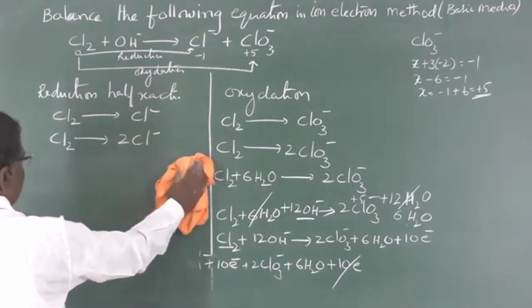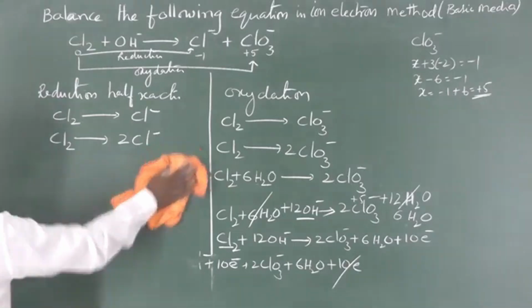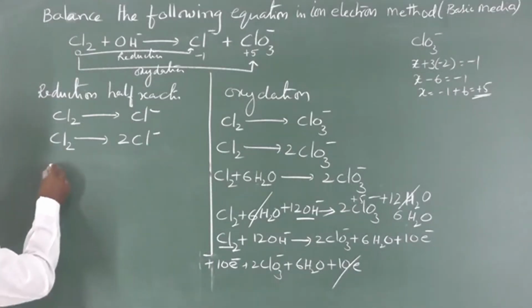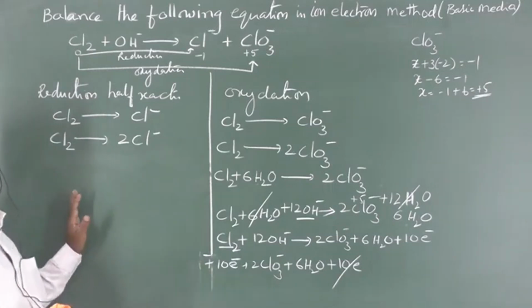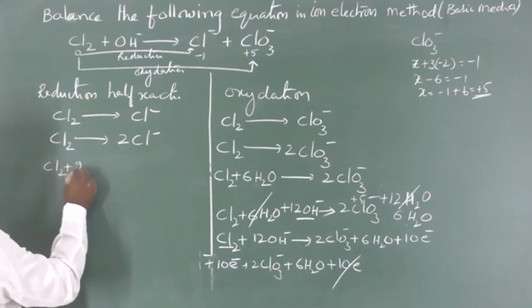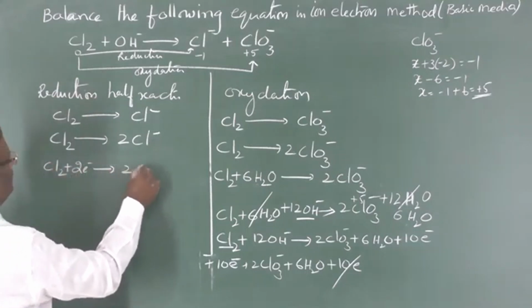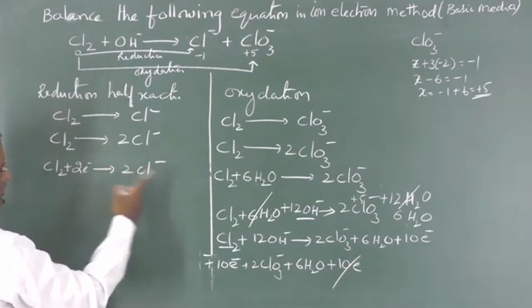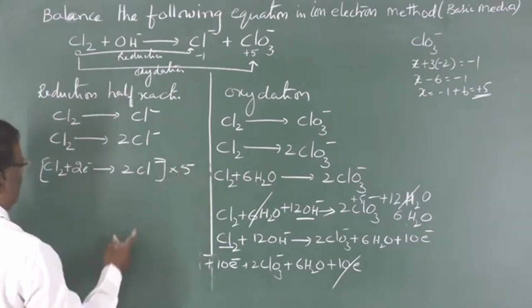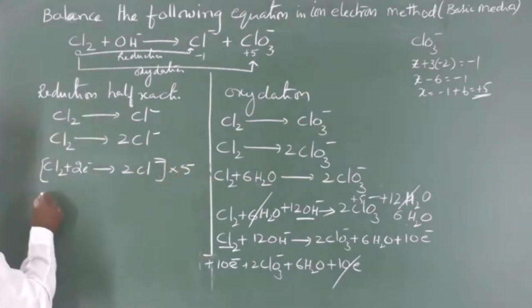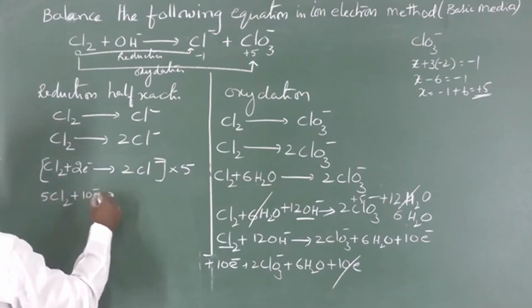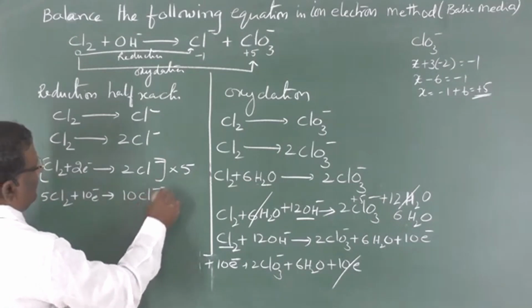Here I wrongly represented, so I am going to correct it now. Cl2 plus 2e minus gives 2 Cl minus. So 2 electrons, there 10 electrons. So you have to multiply the whole equation with 5, to make it 2 into 10. So 5 Cl2 plus 10 e minus gives 10 Cl minus.